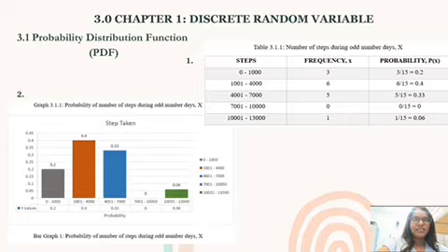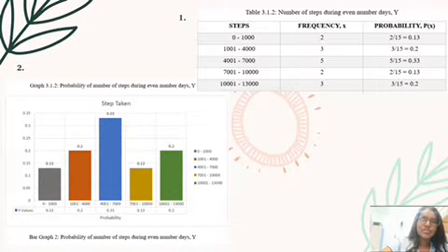After we collected all the data, we can do the histogram graph by using the probability value. So the second diagram shows the probability of number of steps during odd number days, x. This slide follows the same steps as the previous slide, but this time the table shows the number of steps during even number days, which is y.